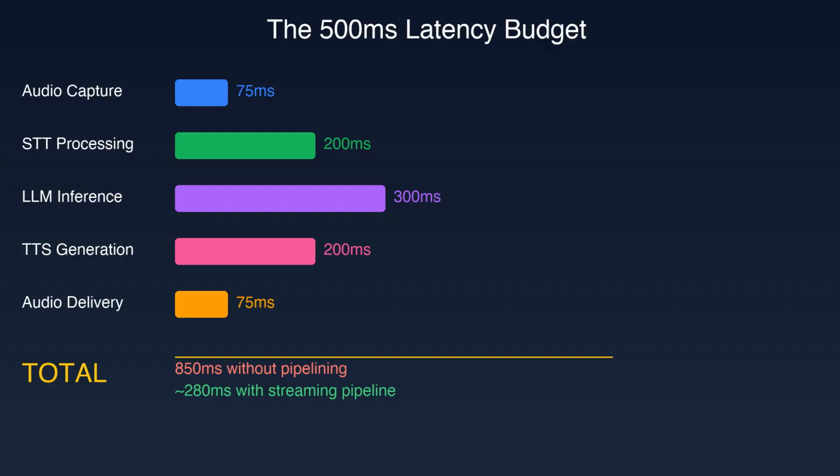So how do the best systems get under 500? The answer is streaming and pipelining. Instead of waiting for each stage to finish before starting the next, you overlap them. The STT starts processing audio before you even finish speaking. The LLM begins generating its response token by token, streaming partial results. And the TTS starts synthesizing audio from the first sentence while the LLM is still generating the rest. With this approach, the first word of the response can start playing in as little as 280 milliseconds. That feels instantaneous.